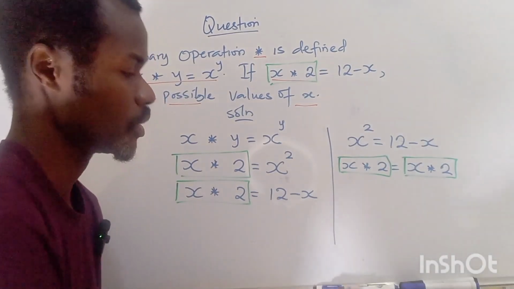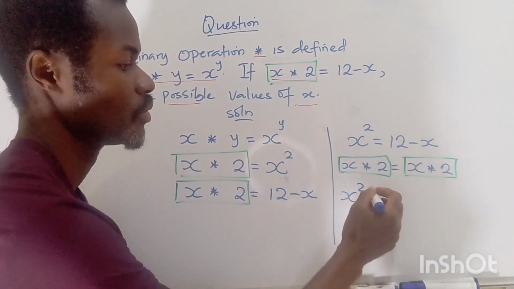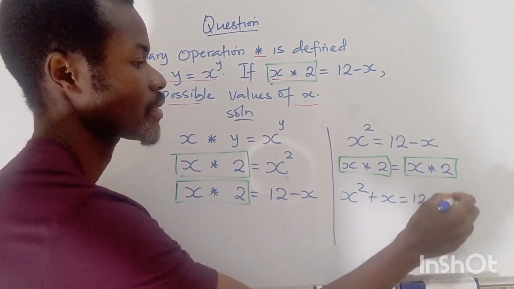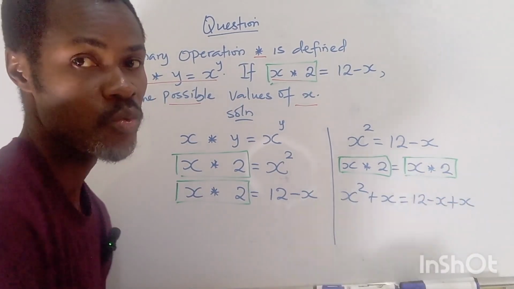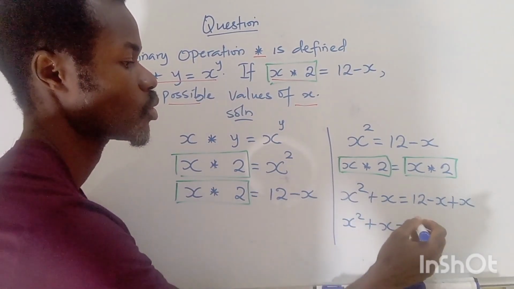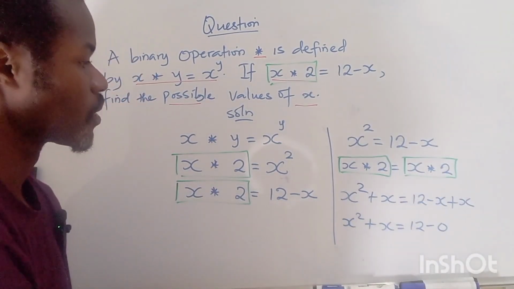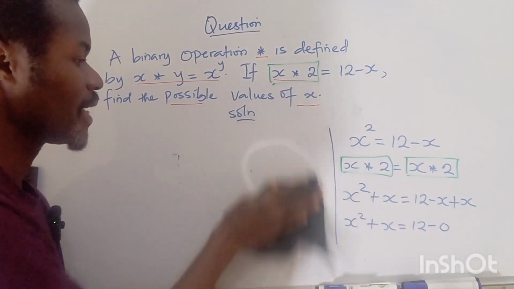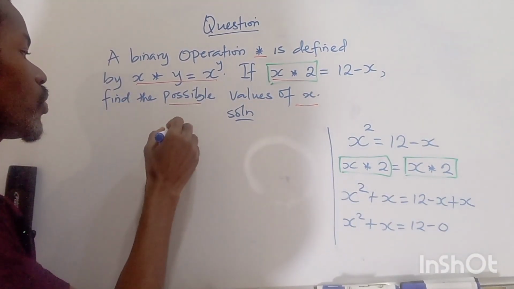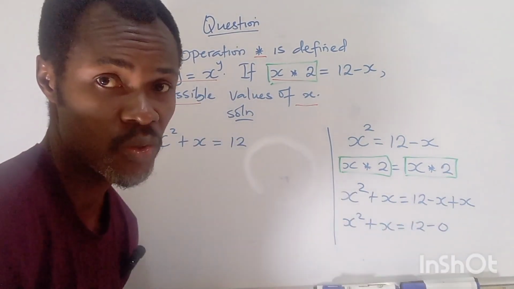So how do we do that? I have our x squared. I want to add x to both sides. So we have x squared plus x, which is equal to 12 minus x plus x. This becomes 0. So we have x squared plus x is equal to 12, minus 0. From that we can see that x squared plus x is equal to 12, because 12 minus 0 is 12.